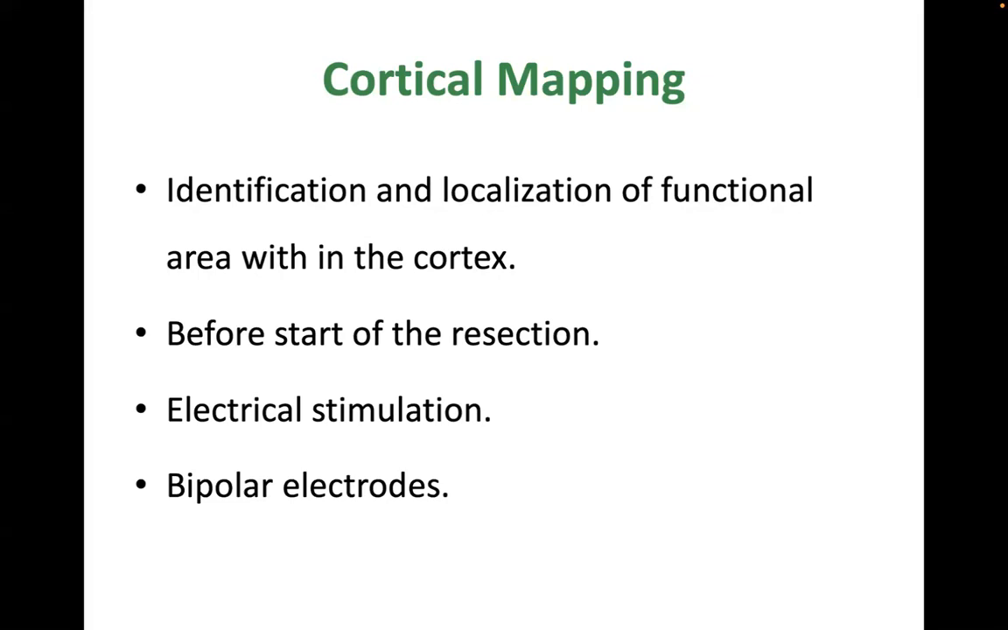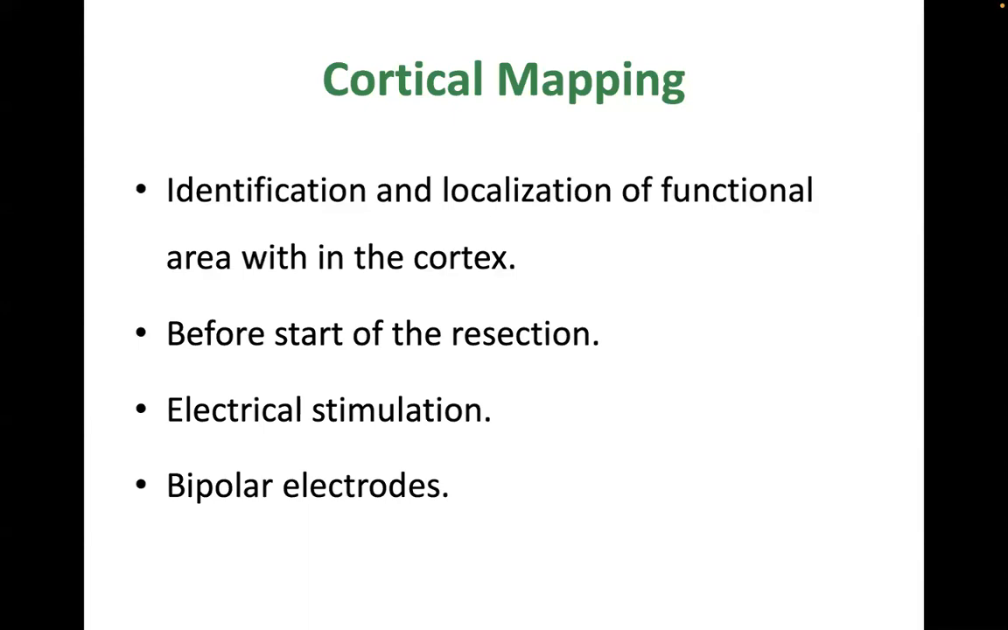So the next important step, once they are done with the craniotomy and have removed the dura, is the identification and localization of the lesion. That is mostly done by cortical mapping. Cortical mapping means they are marginalizing the lesion. So how are they going to marginalize it? It can be done through electrical stimulation, and that electrical stimulation creates a lesional effect.